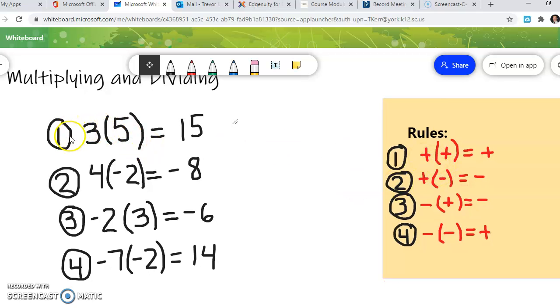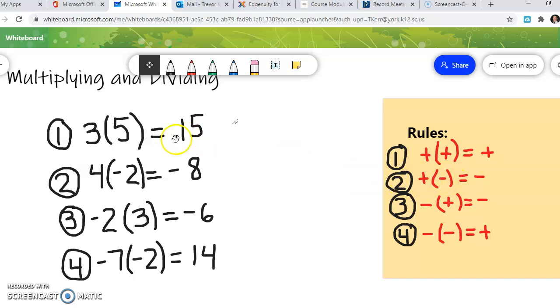So in the first example, I had a positive times a positive, and so that's what this rule is saying. So rule number 1 is if you have a positive times a positive, that's what you're used to, you're going to end up with a positive. But then for the next example, I had a positive times a negative, and the answer was negative. And so that's this second rule here.